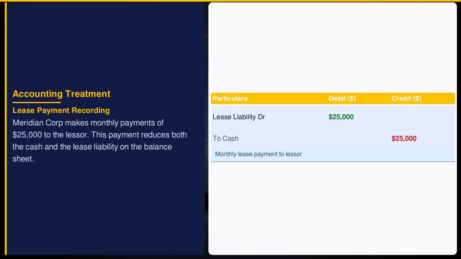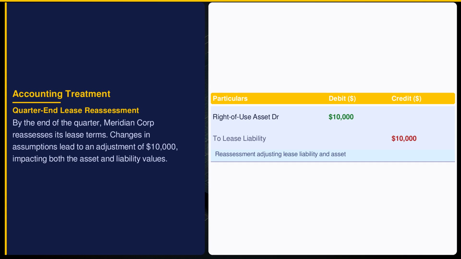As Meridian Corporation pays the lease, the liability decreases, reflecting the fulfillment of its obligation. The $25,000 cash outflow is balanced by a reduction in the liability, maintaining equilibrium on the balance sheet and ensuring transparency in financial reporting. Reassessing the lease under ASC 350 captures any changes in the lease assumptions.